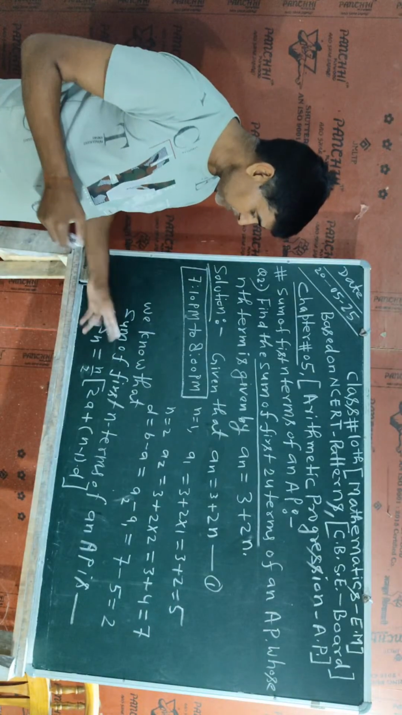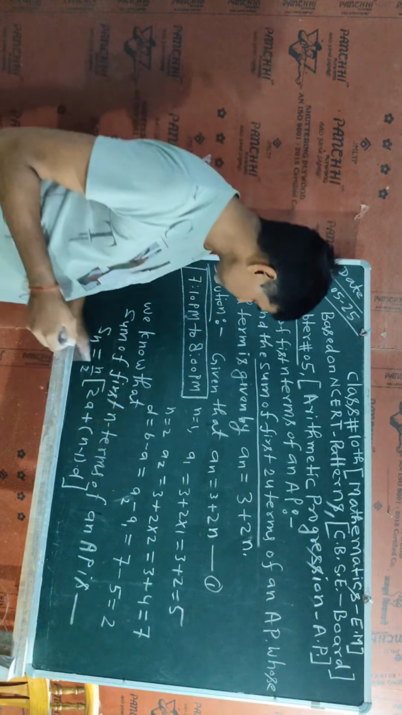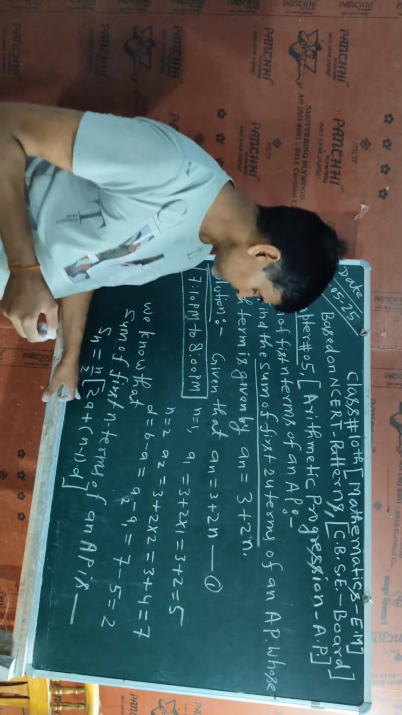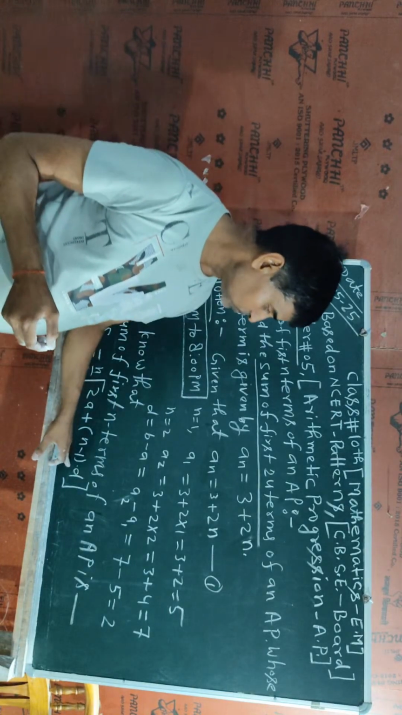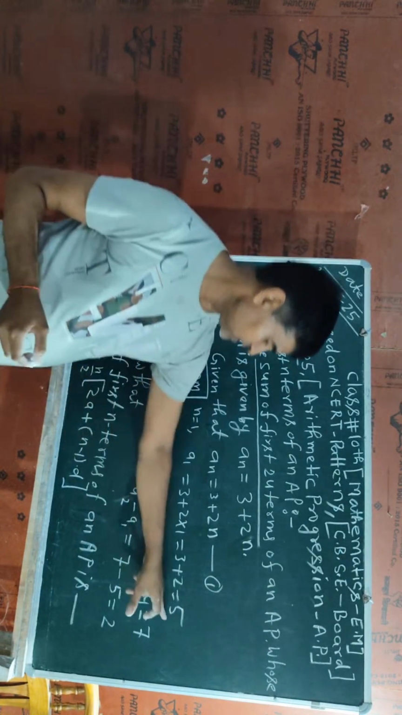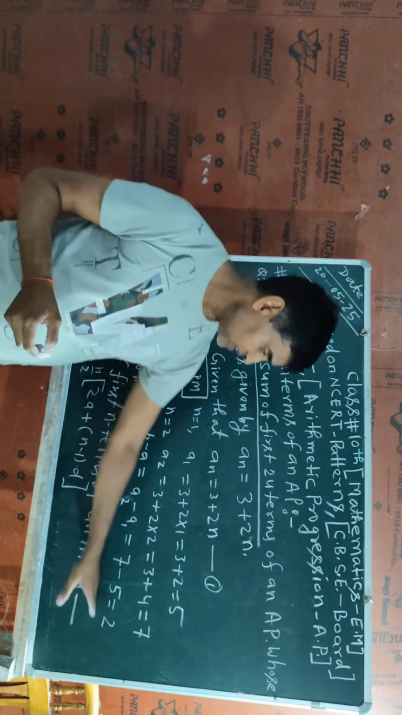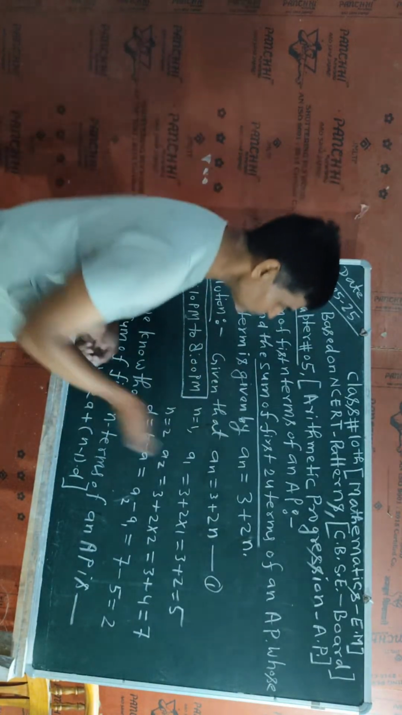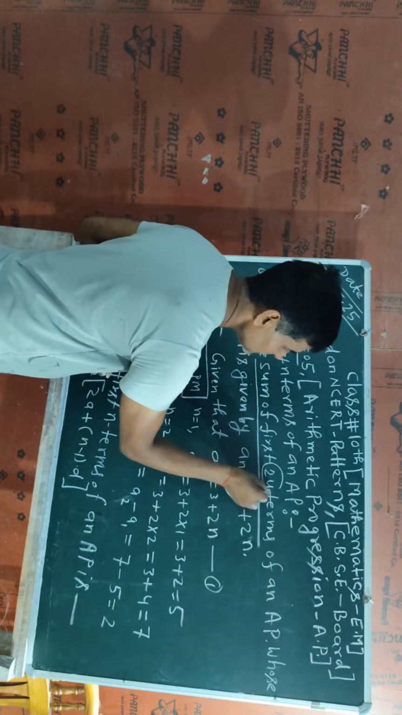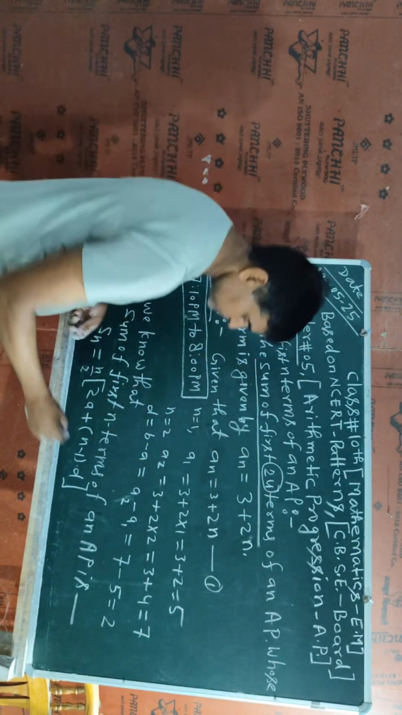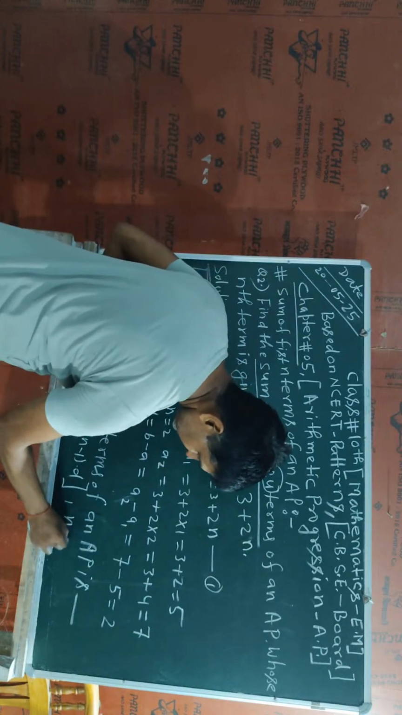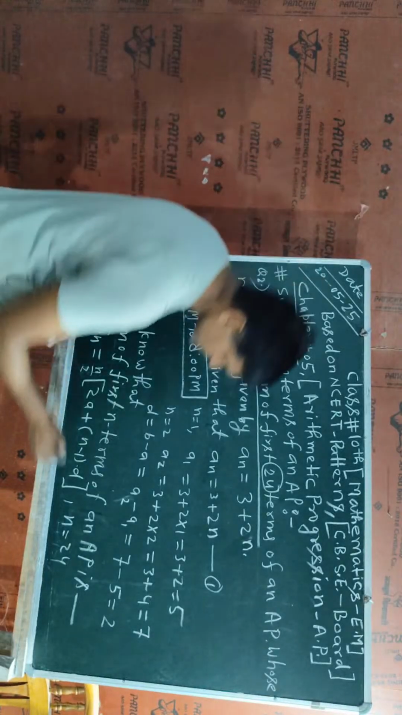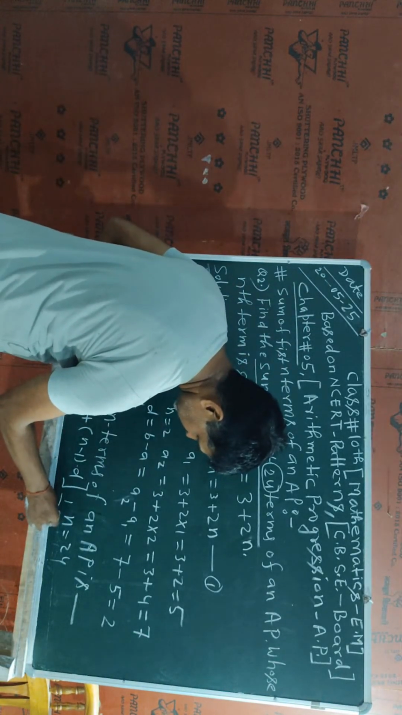Here I am saying we know that the sum of first n terms of an arithmetic progression is written by the formula Sn equals n divided by 2, in the bracket 2a plus (n minus 1) into d. The value of a and the value of d I have already obtained, and the value of n is given because here we have to find the sum of the first 24 terms. So the value of n is 24. This is equation number 1.